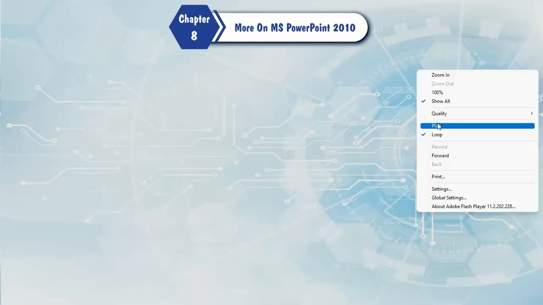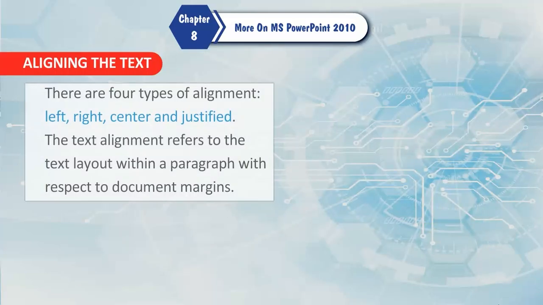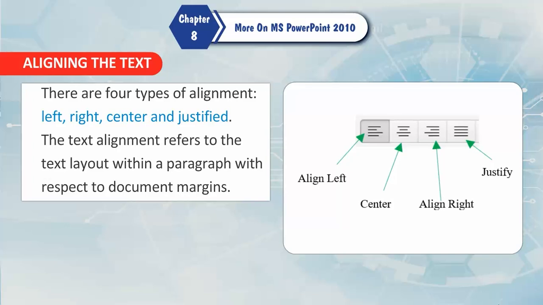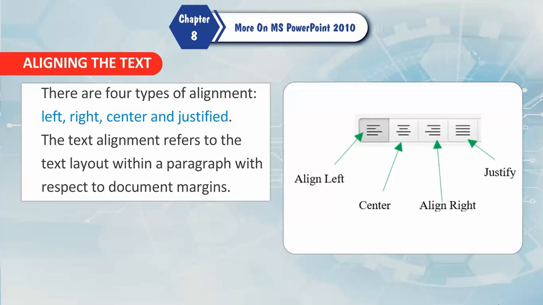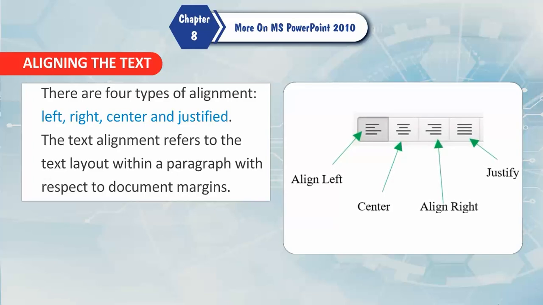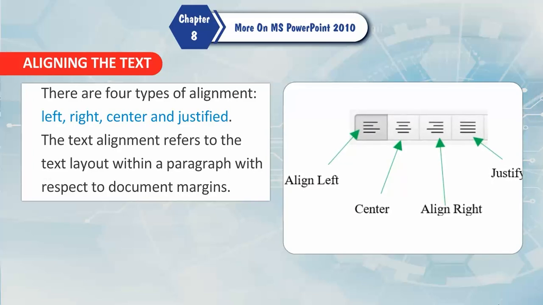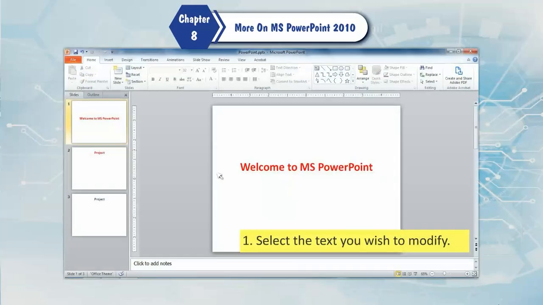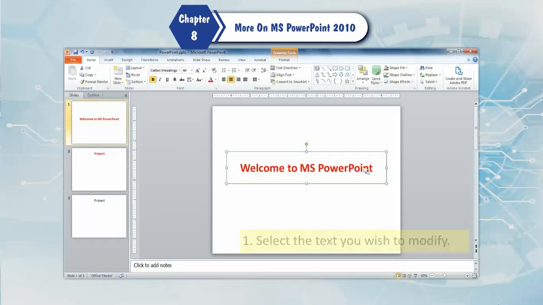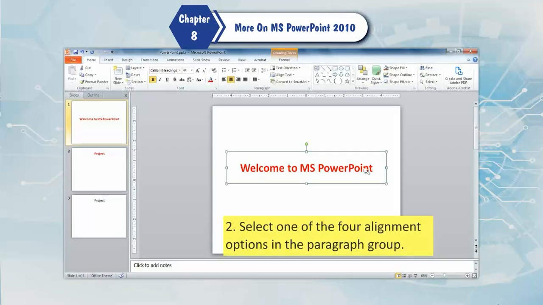Align the text. There are 4 types of alignment: left, right, center, and justified. The text alignment refers to the text layout within a paragraph with respect to document margins. Select the text you wish to modify. Select one of the 4 alignment options in the paragraph group.